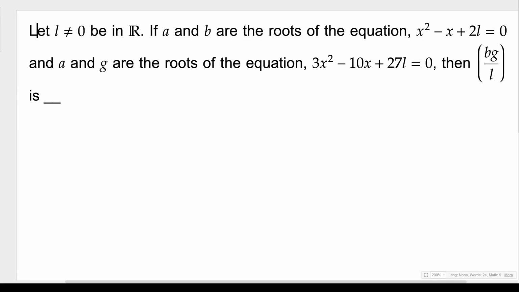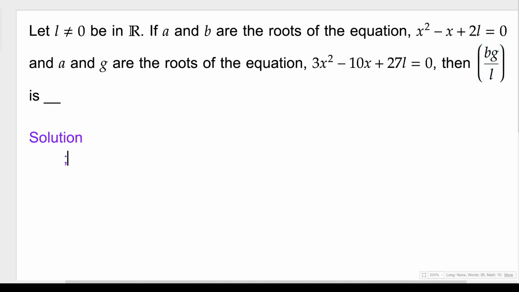Given this problem statement, let L not equal to 0, and this belongs to the set of real numbers. That means L belongs to the set of real numbers except 0. Now, if A and B are the roots of the given quadratic equation x square minus x plus 2L equals 0, and A and G are the roots of the equation 3x square minus 10x plus 27L equals 0, we need to compute the value of B times G over L, right?